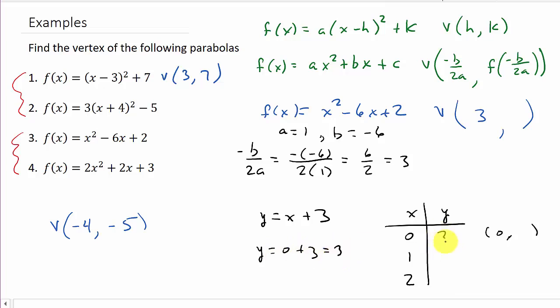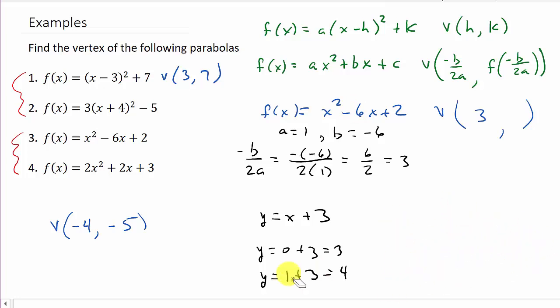And so we get 3. Okay, and the next one, you just plug it in. And so this would be the point (0, 3), this is the point (1, 4). So don't let this mess you up. All you do, you've got the x coordinate of a point. You plug it in to get the y coordinate. Just like you did when you were doing an xy table to graph linear functions. So that's all that means.